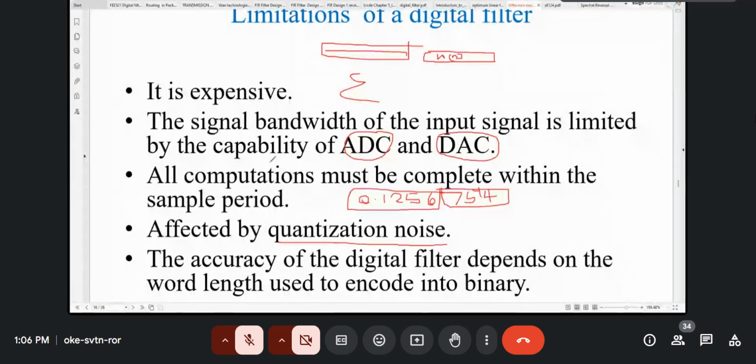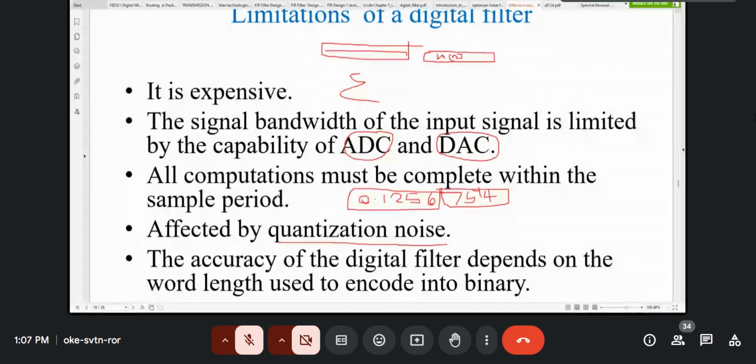But what I was trying to tell you is that, of course, the filter will be limited by the capability of the ADC. How fast you can sample will also limit what frequencies you are able to filter. All computations must be complete within the sample period. Remember that: to be complete within the sample period.